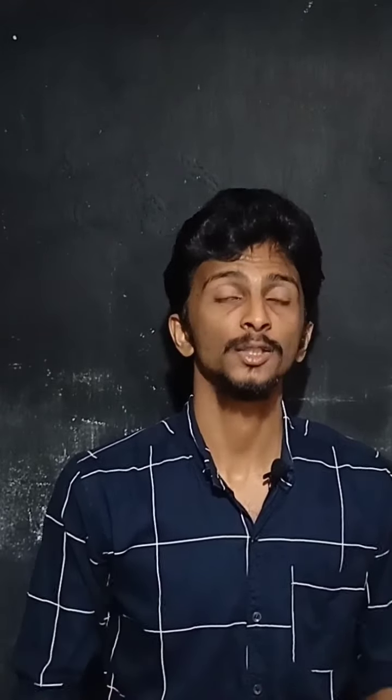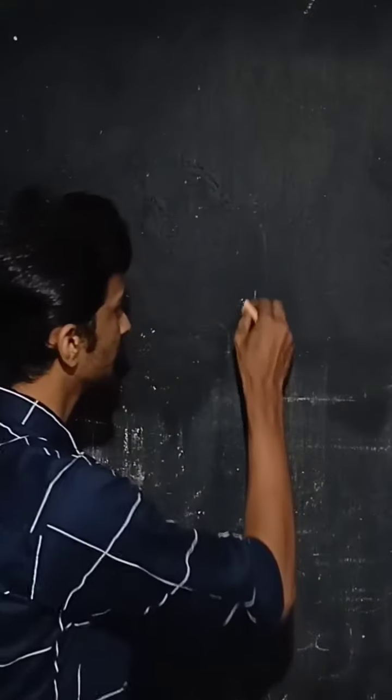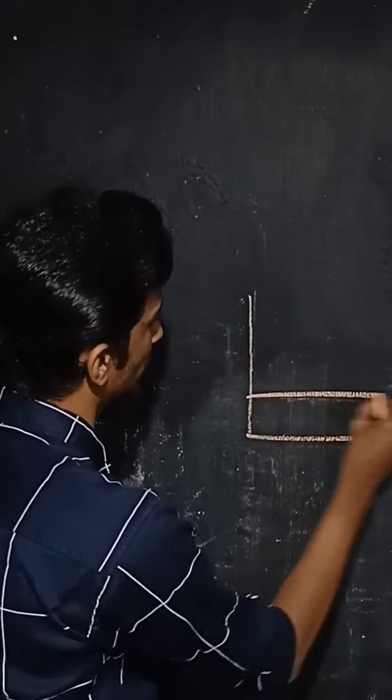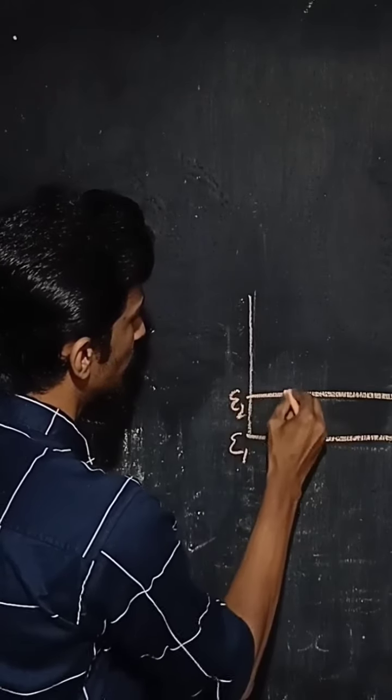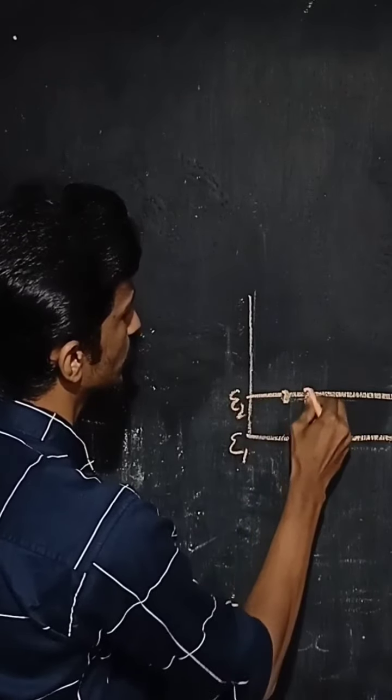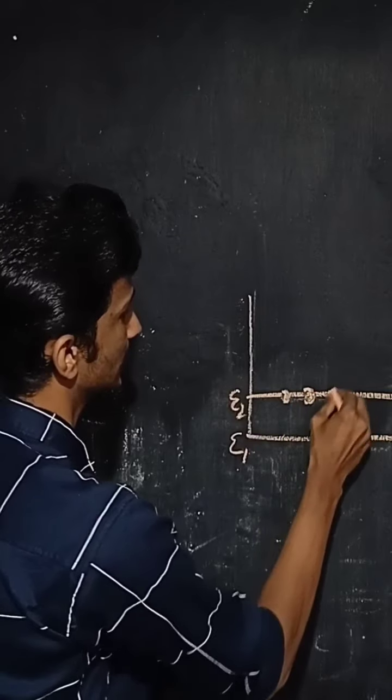We already studied Bose-Einstein statistics, and it is used to analyze a huge number of bosons. The property of bosons is that any number of bosons can occupy any energy level. Suppose this is the E1 energy level, this is the E2 energy level. One boson can occupy the E2 energy level, two bosons can occupy this E2 energy level, three, etc.